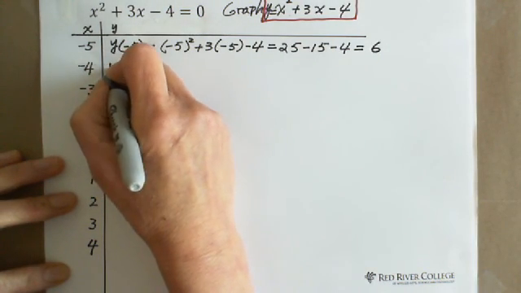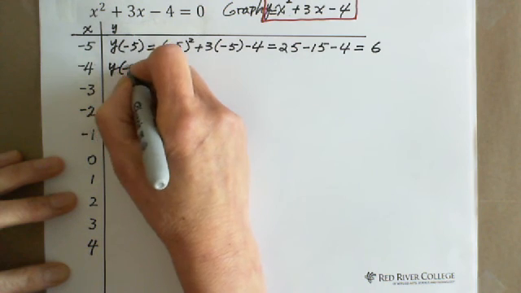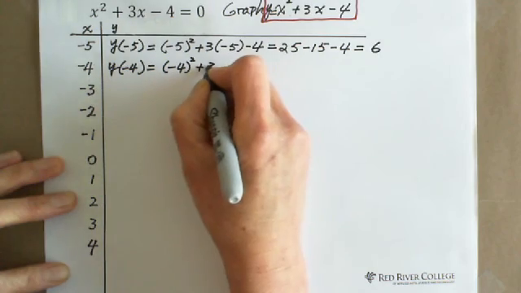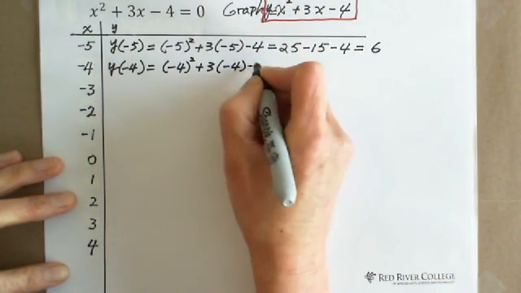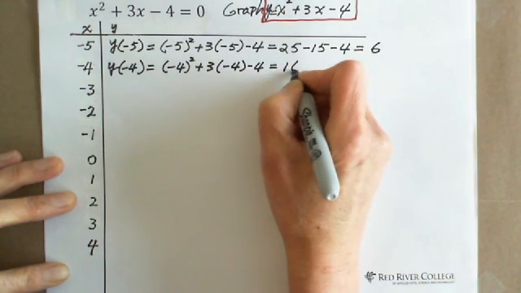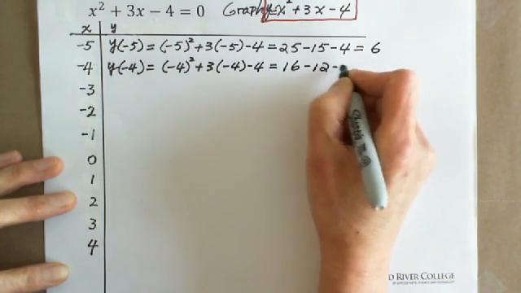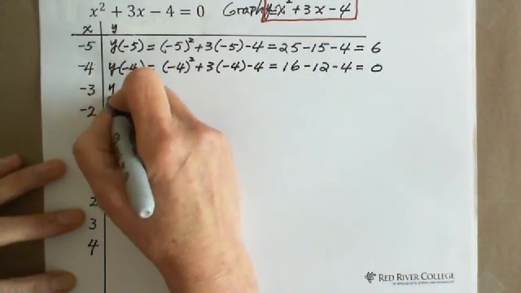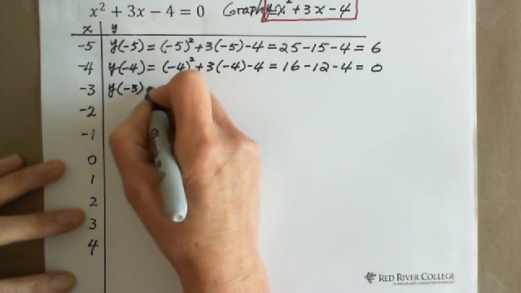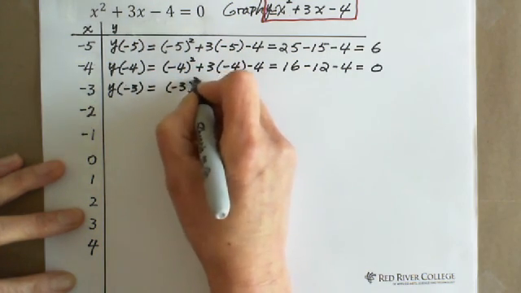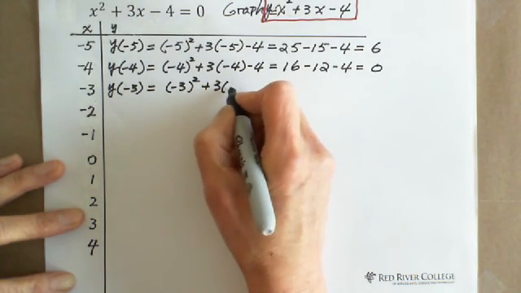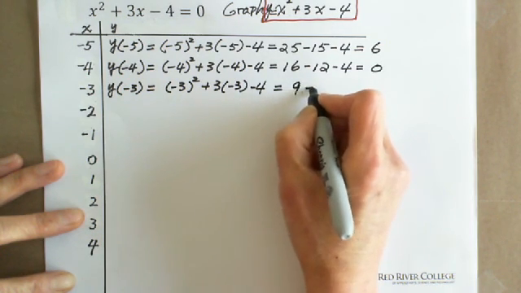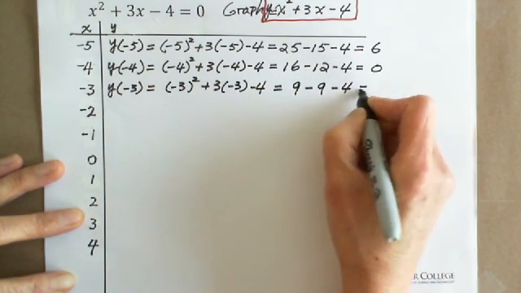Then we plug in x equals -4. We have -4 squared plus 3 times -4 minus 4. We've got positive 16 minus 12 minus 4, which exactly equals 0. And then we find y when x equals -3. We get -3 squared plus 3 times -3 minus 4 equals 9 minus 9 minus 4, which gives us -4.